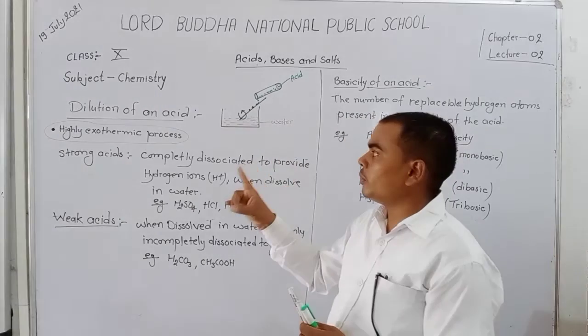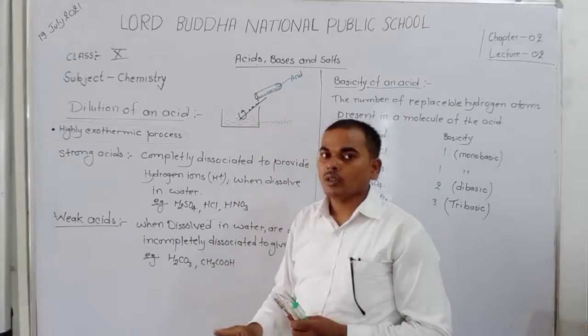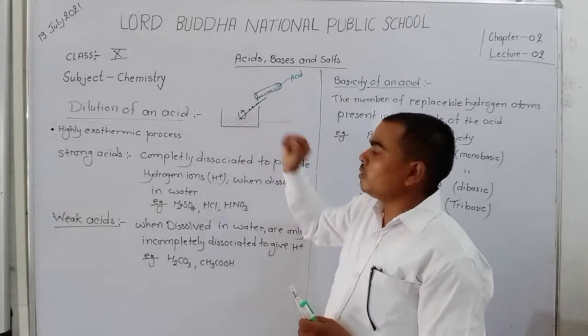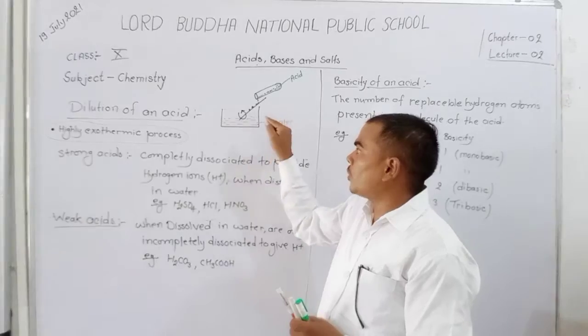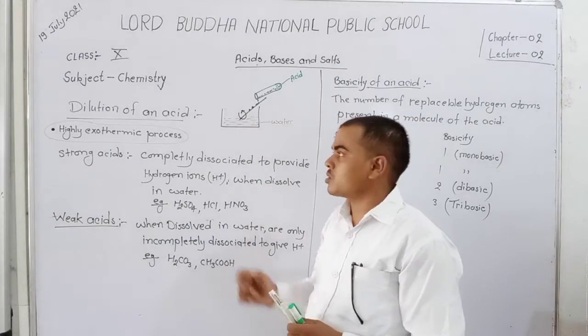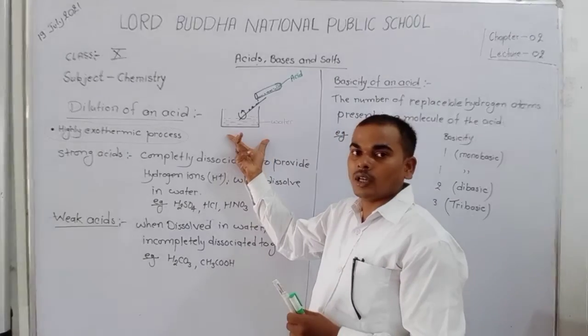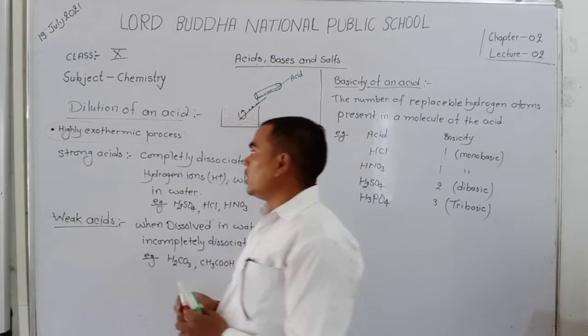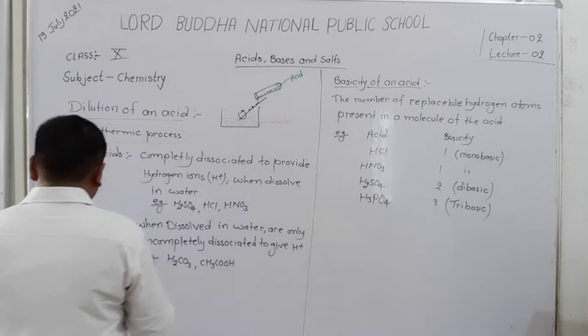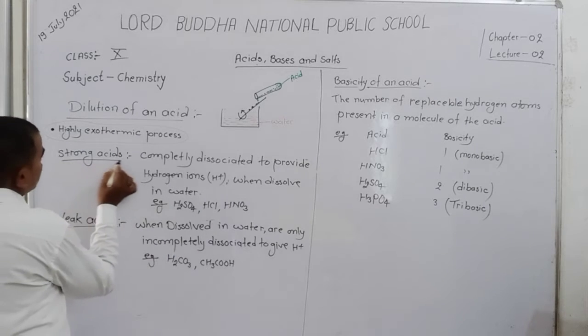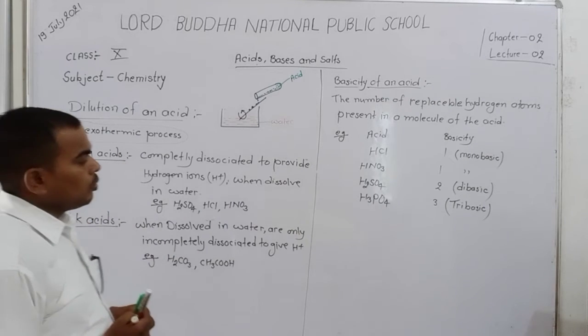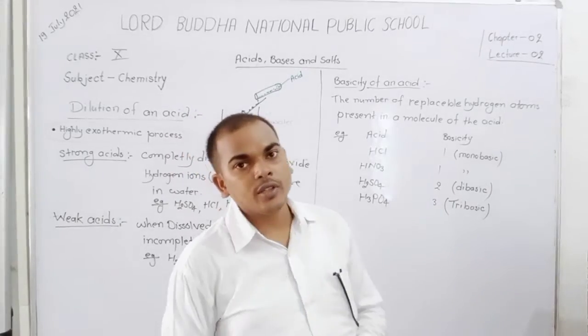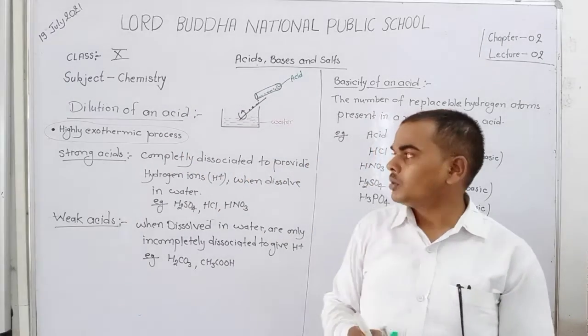So always remember, for the dilution of acid, add acid to water drop by drop using a glass rod, as given in the figures. Okay, student? Dear student, what is a strong acid? You know what a strong acid is?